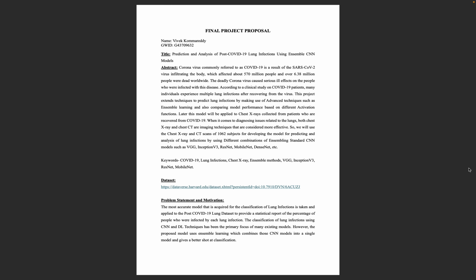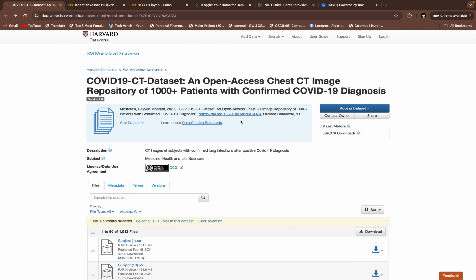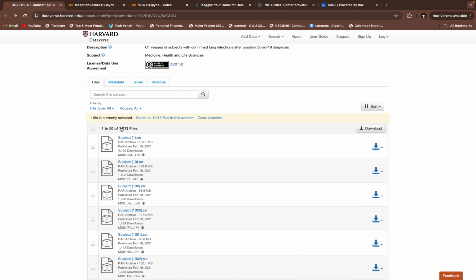The initial proposal of my project was prediction and analysis of post COVID-19 lung infections using Ensemble and CNN. The reason I didn't prefer to continue with Ensemble CNN is the dataset that needs to be used. It's very huge. There are over 1,000 files, and each file is of the size 100 MB. So I don't have that much computing power to process all this data. So instead, I chose to proceed with InceptionResNet as well as VGG.